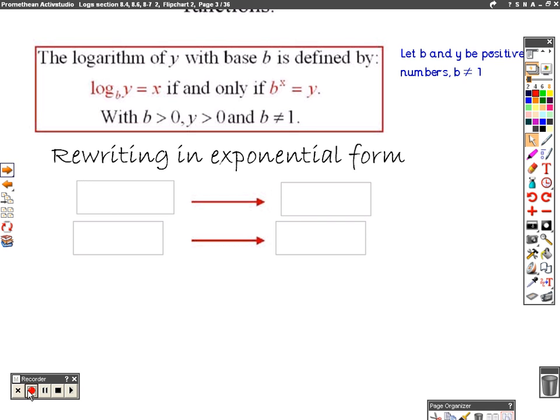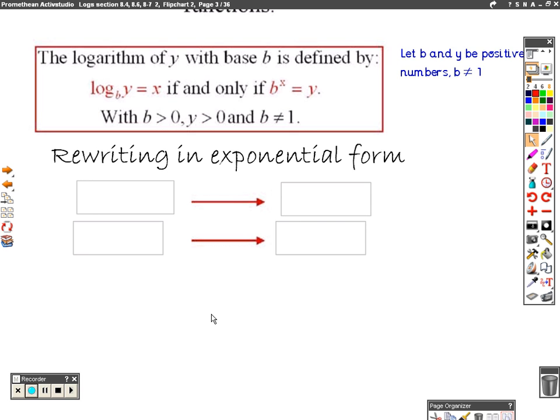So y has to be greater than 0. Because we've restricted b to being greater than 0, there's no way for us to get a negative number here if b is going to be positive. And b can't equal 1, and we've talked about that. If we had 1 to any power, it's just going to be a straight line. So that's not going to be an exponential function.